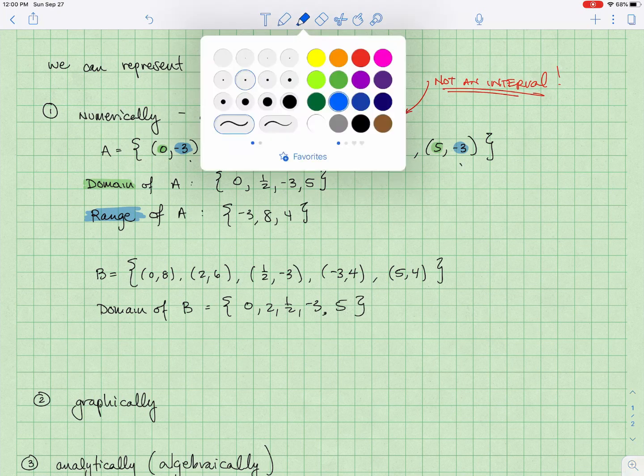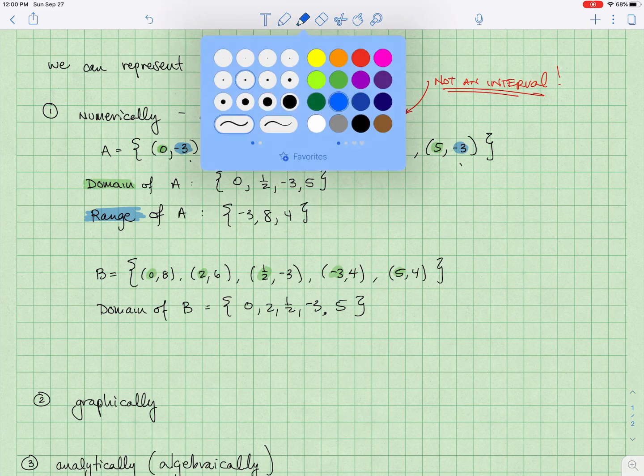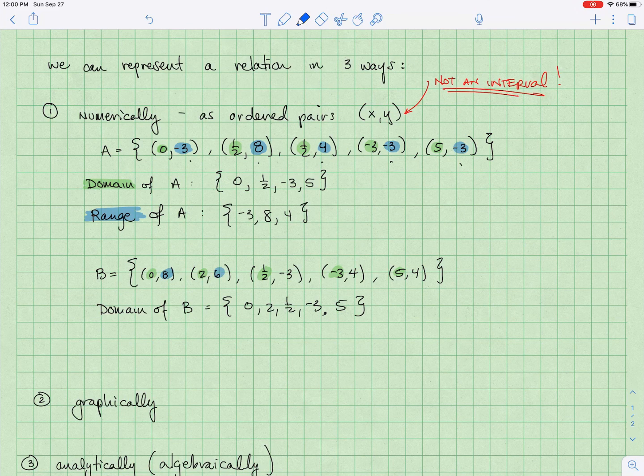That is all of the X values or all of the inputs. And let's see, my range values are 8, 6, -3, 4, and 4. So the range of B is the collection 8, 6, -3, 4. So there you have it.